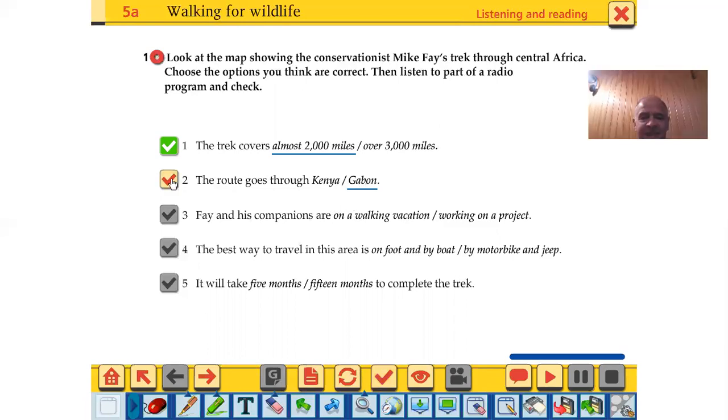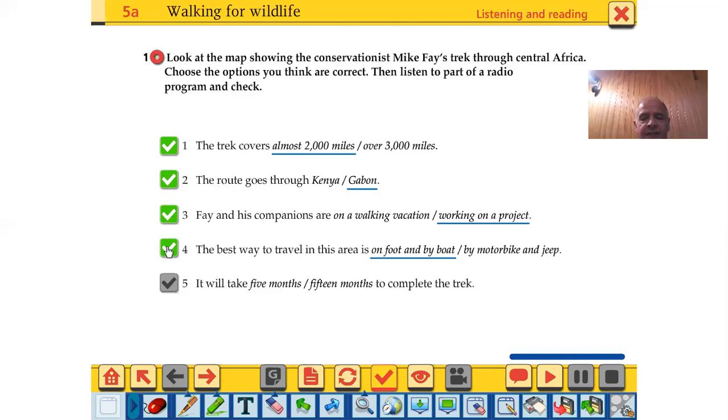Yeah, let's see. Okay. Fay and his companions are on a walking vacation, working on a project. Working on a project. Yes. The best way to travel in this area is on foot and by boat or by motorbike and jeep. Foot and by boat.